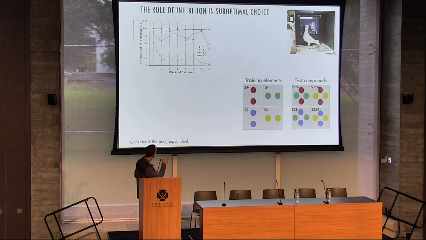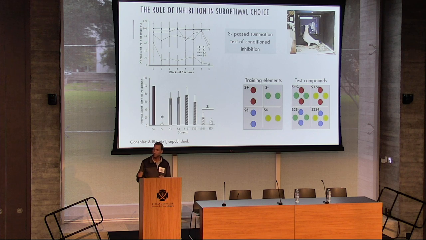So now that we have a low rate of response to the S minus, we want to ask, on the compound test, does it produce the negative summation effect? These are tests on the elements, and we see yes, the S minus elicits very little responding compared to the other cues. And on these tests, anytime the S minus, which is these last two bars on this graph, the rightmost bars, is presented in combination with the S plus, which is 100% reinforced, or the S3, which is 50% reinforced, we get a significant reduction. So we do see a summation test is passed here.